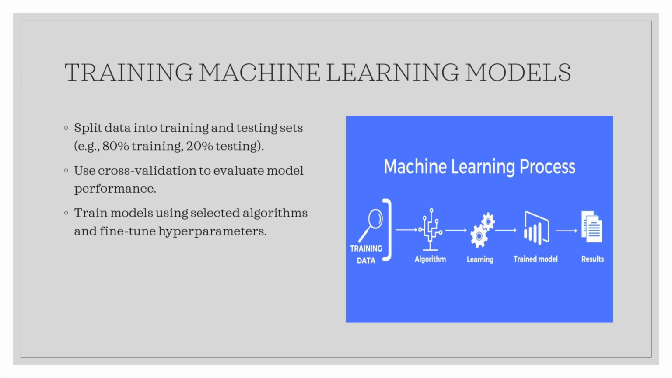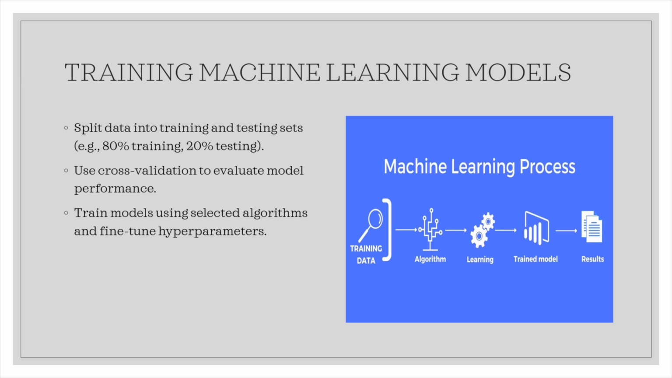Typically, this is done by using an 80/20 split, where 80% of the data is used for training the model and 20% is reserved for testing its performance. The training set, that is the 80%, this subset is used to train the model, allowing it to learn from the patterns and relationships within the data.